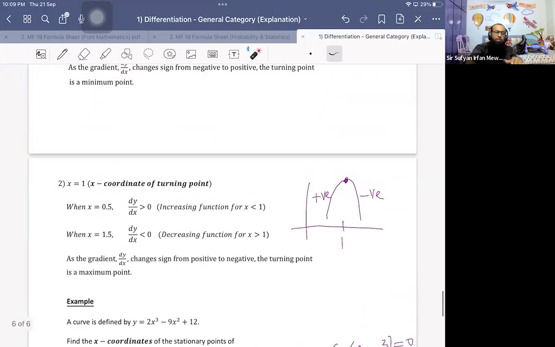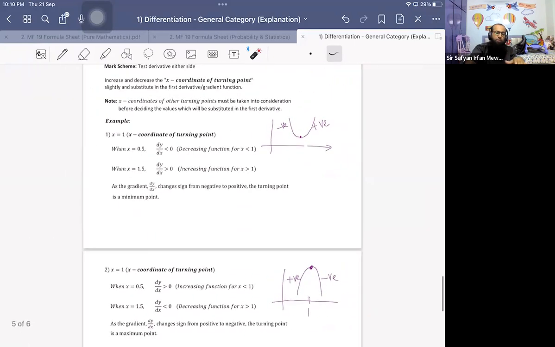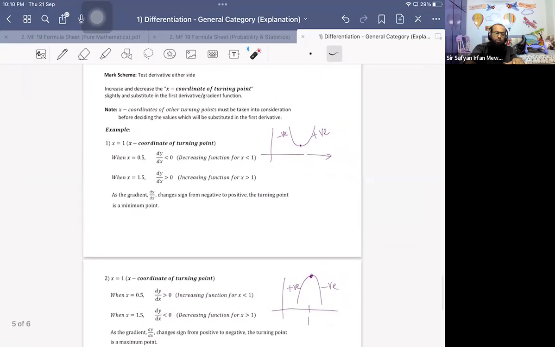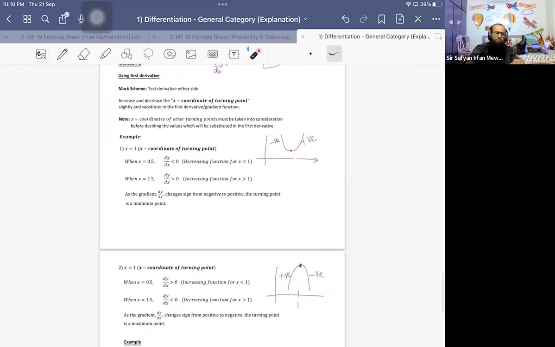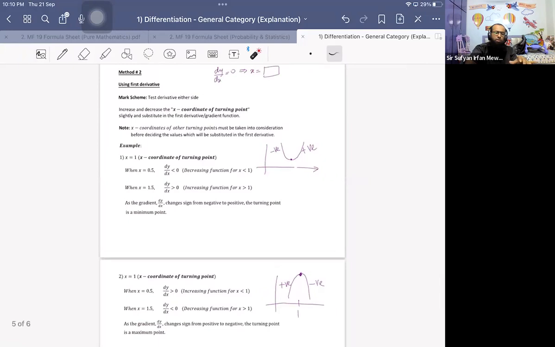Right? So are we clear with method number 1? And both of these are not solved examples. These are basically just examples to clear the concept. That if the gradient changes from negative to positive, then decreasing to increasing is a minimum point. And if it changes from positive to negative, then increasing to decreasing is a maximum point. Are we clear with this?